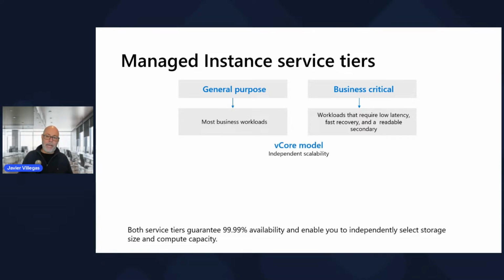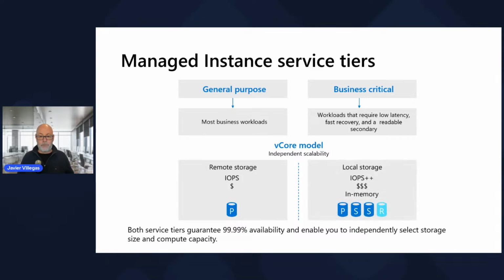Both of them are based on the virtual core model, meaning that we choose how many virtual cores we need for our managed instance. And as I said earlier, if eventually we need to move from 4 virtual cores to 16, we can do it super easily, right? The biggest difference between General Purpose and Business Critical is on the storage. In General Purpose, the storage is remote, while in Business Critical, you have a combination of local storage with remote storage. That is how Business Critical can accomplish lower disk latency, right?